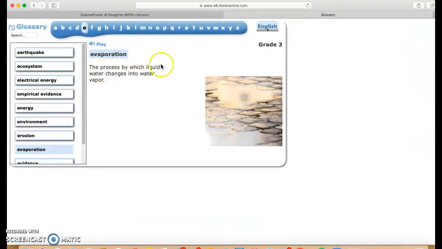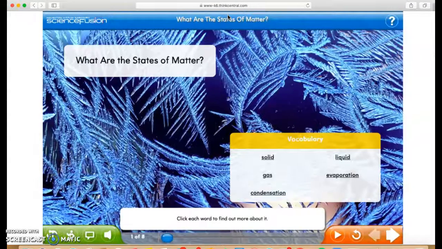The process by which liquid water changes into water vapor. See, watch this, watch it happen. The water is out on the pavement, but it's evaporating. The puddles are evaporating and turning into a gas. So evaporation takes the water, the liquid, and turns it into a gas.